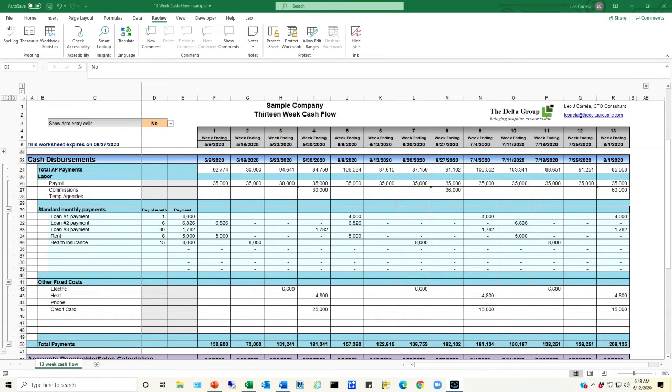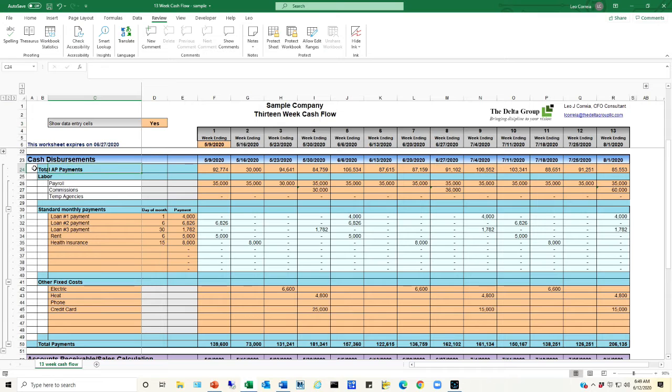Hello everyone. In this section, we're going to review the cash disbursement section of the 13-week cash flow. This tends to be a more complex side of the 13-week cash flow, but we try to break it down into 4 sections to make it easier to explain. The first thing we're going to do is turn on the data entry highlights so we can see what the data entry sections are.